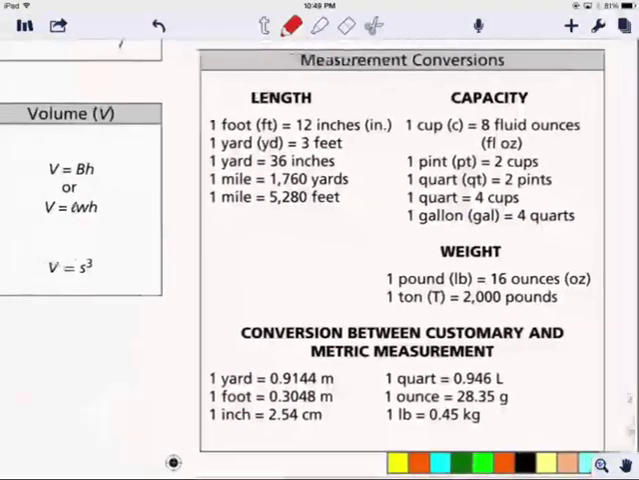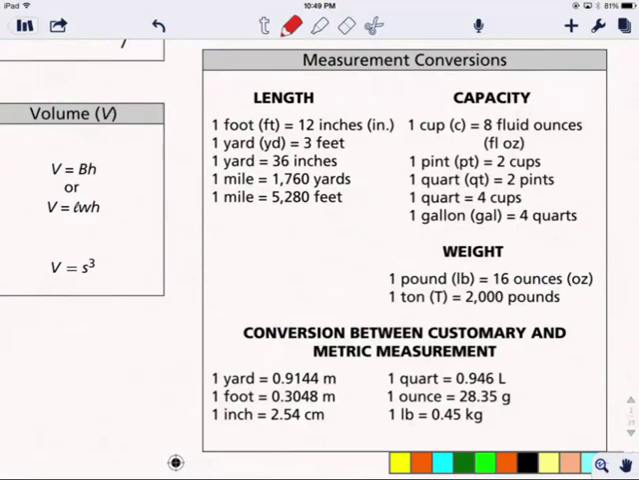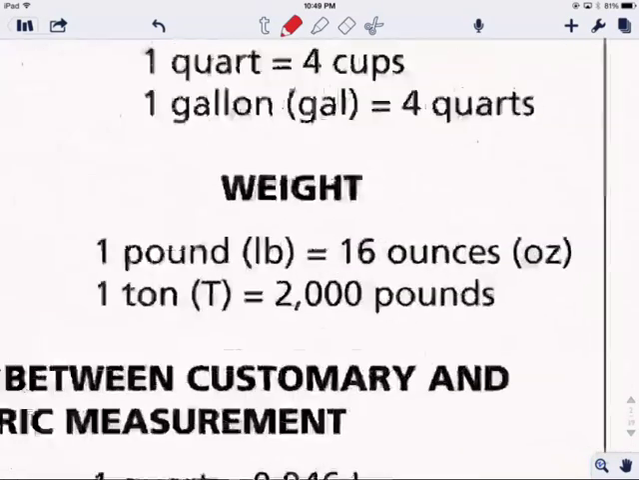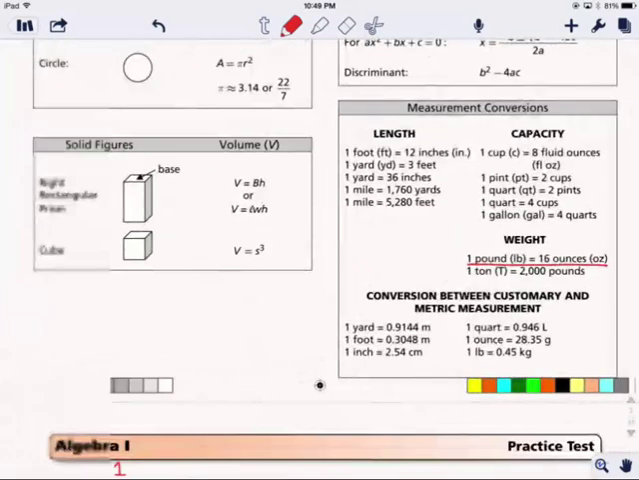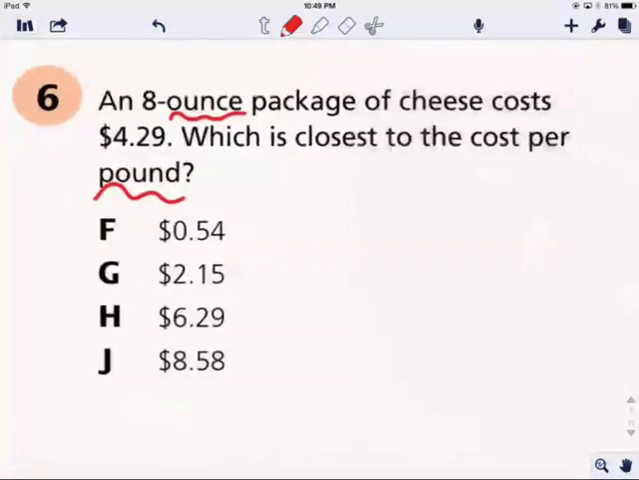Down at the bottom right are all of your conversions. So where's the conversion that we need? It looks like right here. 1 pound is equal to 16 ounces. Okay, so let's just go ahead and bring that piece of information down here. 1 pound is 16 ounces.